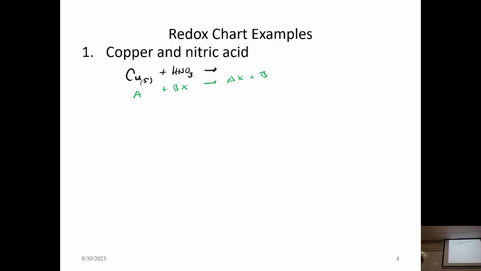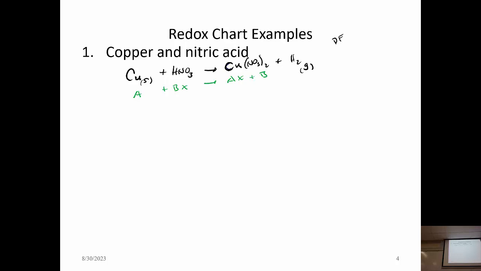Copper 1 nitrate or copper 2 nitrate? Which one do you think is more common, copper 1 or copper 2? Copper 2 is more common. So what we're going to do is go to copper 2 nitrate. And then B is just hydrogen. And hydrogen is a diatomic element, so it's H2. The hydrogen is a gas.